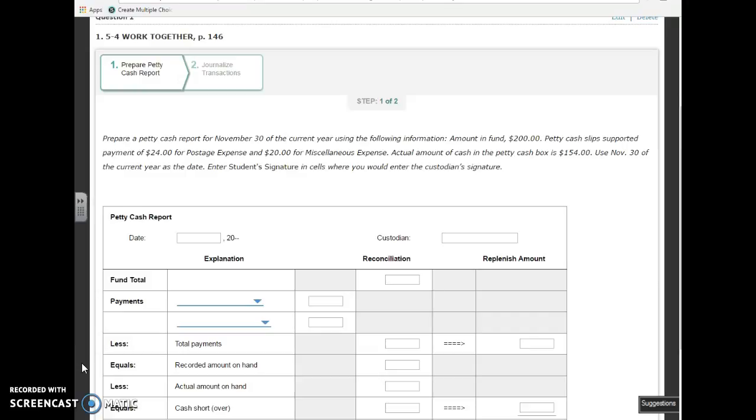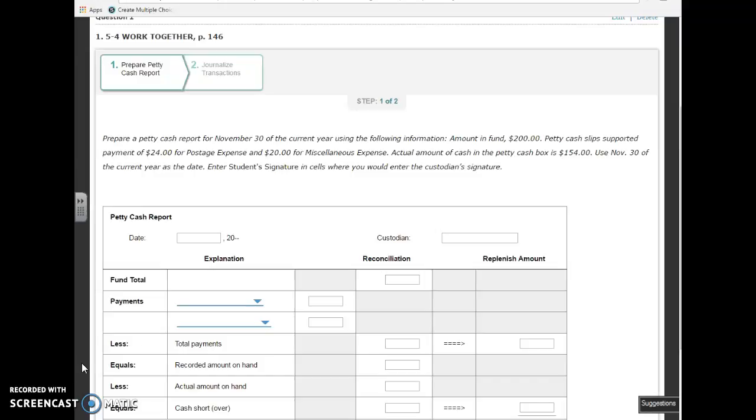The directions tell us to prepare a petty cash report for November 30th of the current year using the following information. Amount in the fund, $200. So what they're telling us there is that we like to keep $200 in our petty cash fund. We have petty cash slips that support payments of $24 for postage expense and $20 for miscellaneous expense. So you add those two up and we have $44 in expenses supported by receipts.